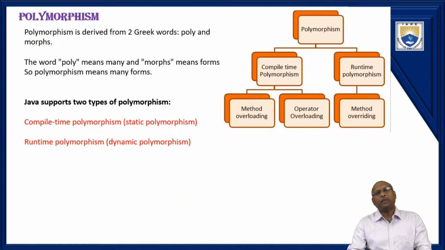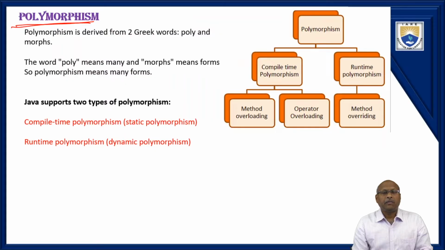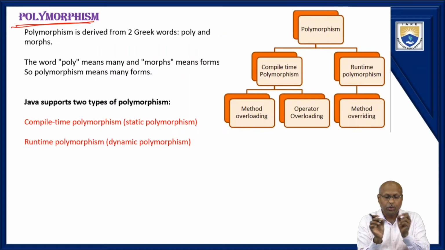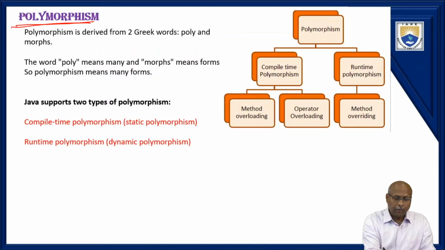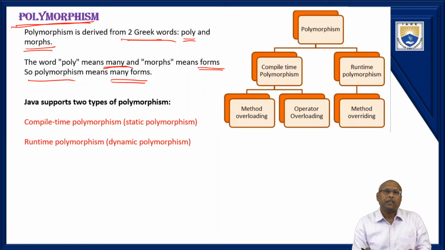And there is one more important pillar of OOPS, that is polymorphism. It is one of the important concepts of OOPS. Polymorphism is a word which is a combination of 2 subwords. Polymorphism is derived from 2 Greek words. One is poly, second is morphs. Poly means many. Morphs means form. So polymorphism means many forms. One name with many forms.